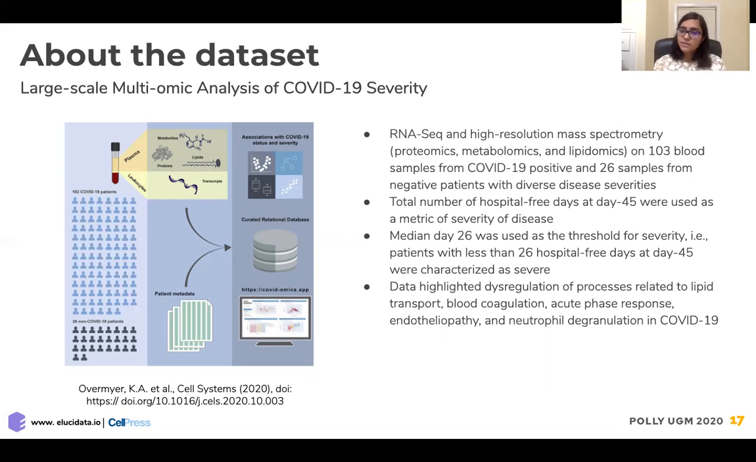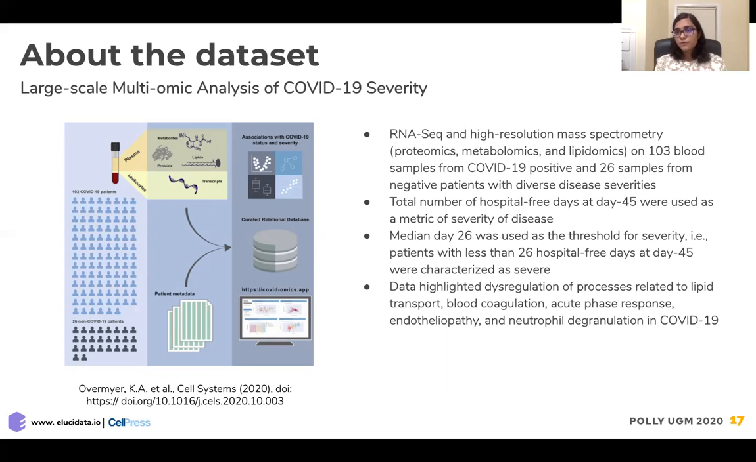Another very interesting thing about this data was that instead of using clinical characteristics like oxygen saturation levels, they used a metric of hospital stays. So the authors said that if the number of hospital-free days was less than 26, the patients were severe. And if the number of hospital-free days was greater than 26 as measured on day 45, the patients were non-severe. So 2 different studies, 2 different measures of disease severity.